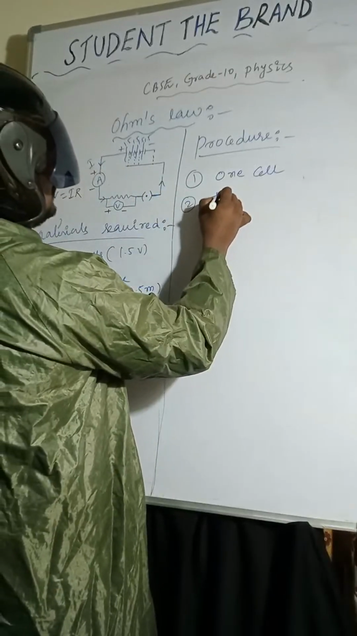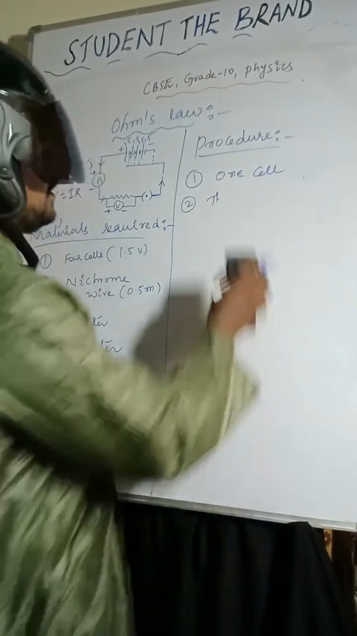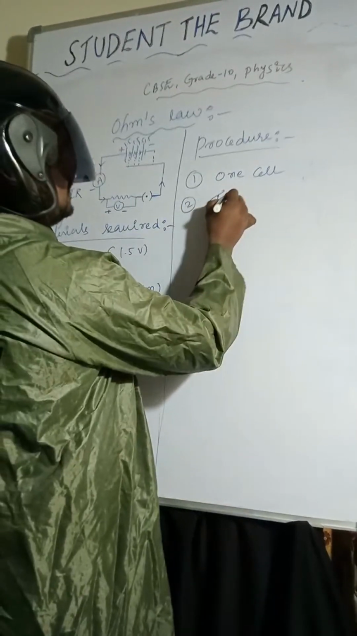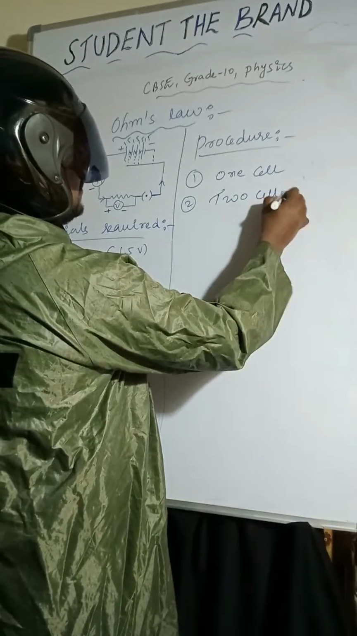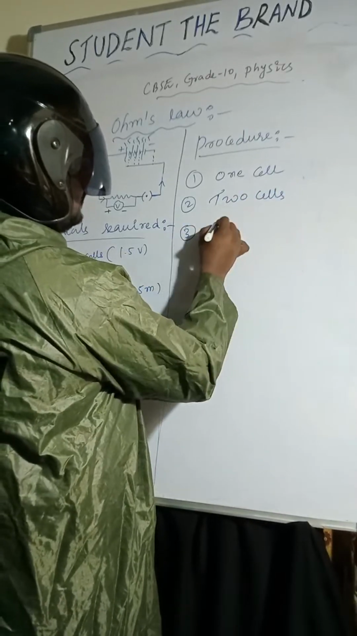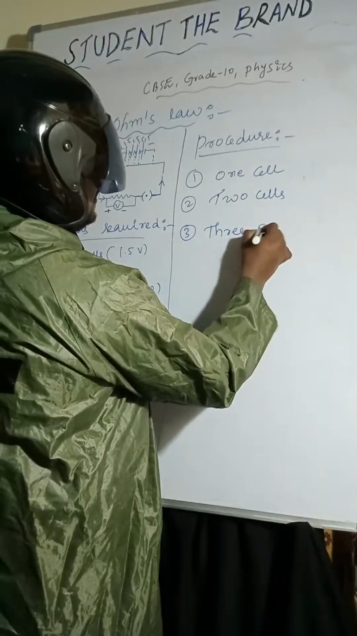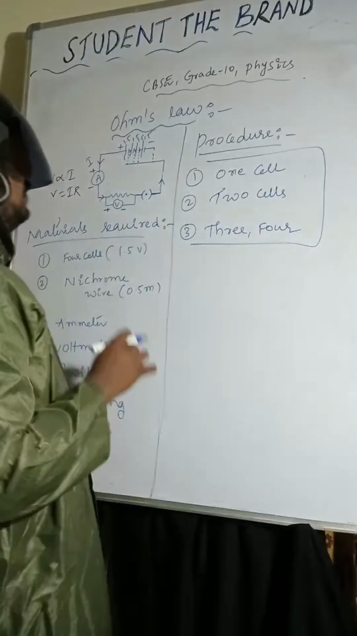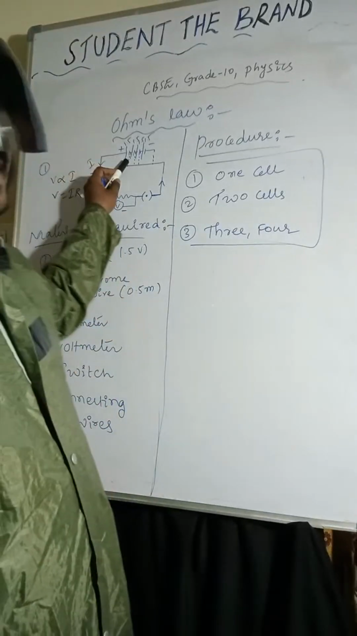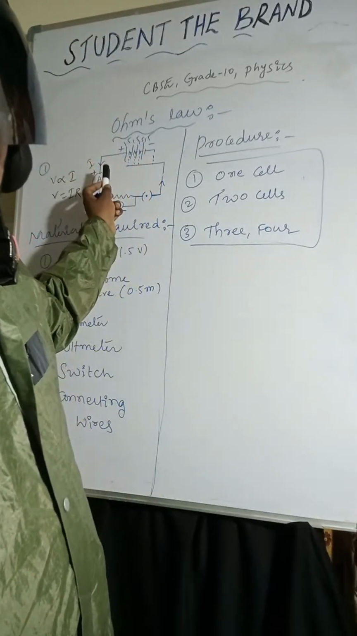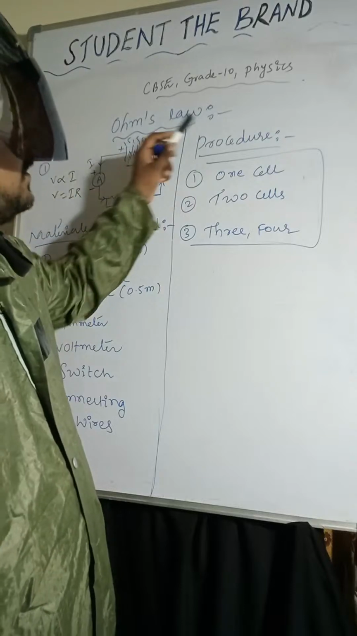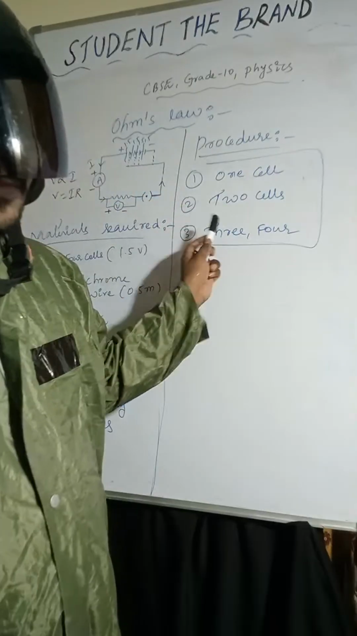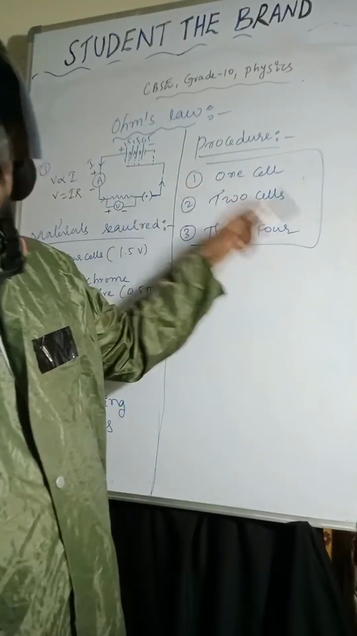Then connect two cells. I am taking two cells. Coming to the third one, repeat the process for 3 and 4. Once again, the procedure is: first connect one cell and note down the reading of ammeter and voltmeter, connect two cells and note down the readings, and repeat the process for 3 and 4.